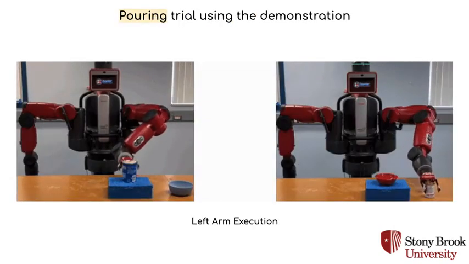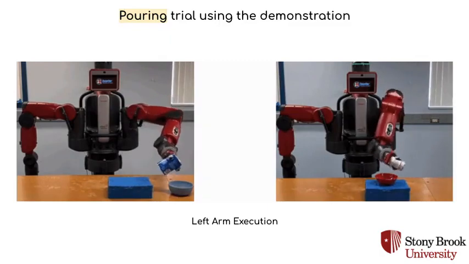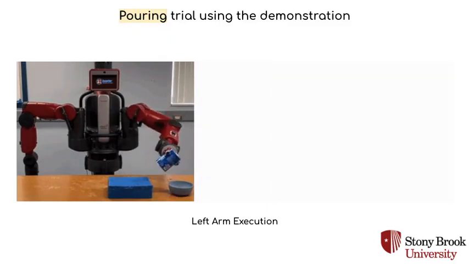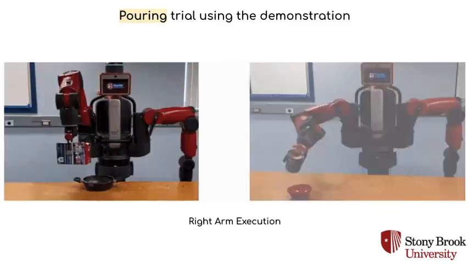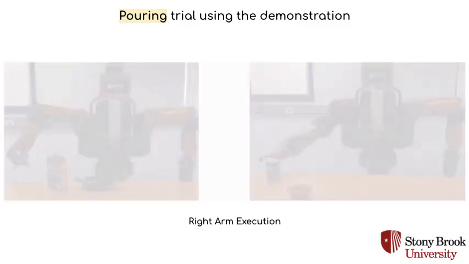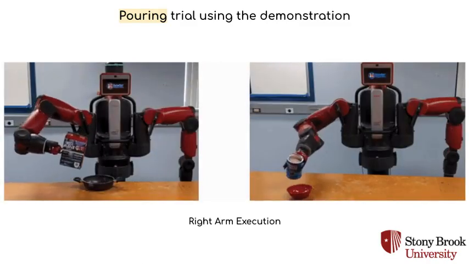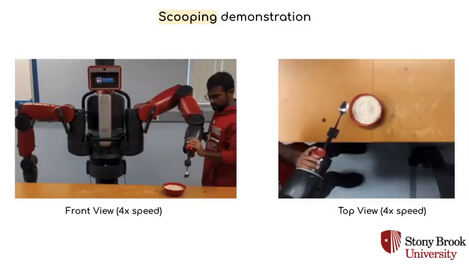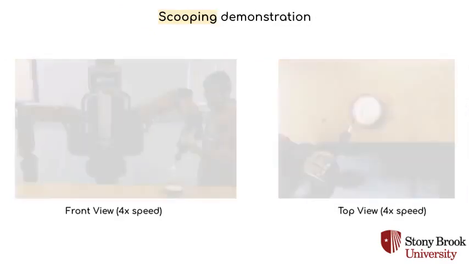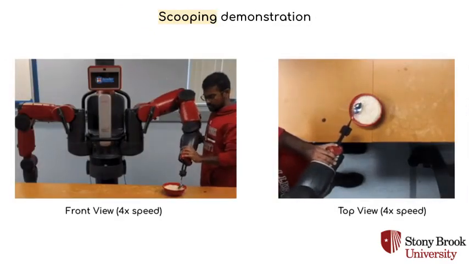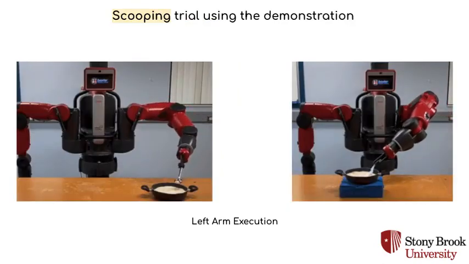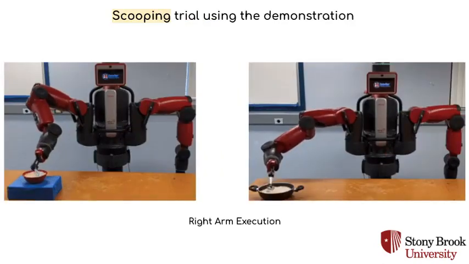Our approach can be applied to many functionally similar objects like a Cheez-It box, a large can, etc. It can also accommodate changes in the poses of the primary and passive objects. This can also be extended to a different arm as compared to the one used in the demonstration. And it is general enough to be applied to other complex manipulation tasks such as scooping. And we execute the trials with the left arm as well as with the right arm.